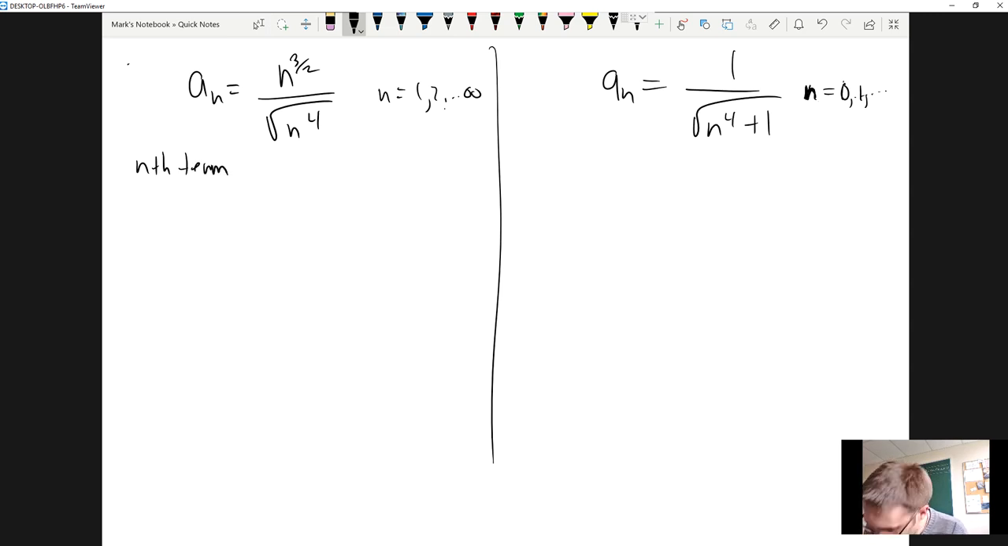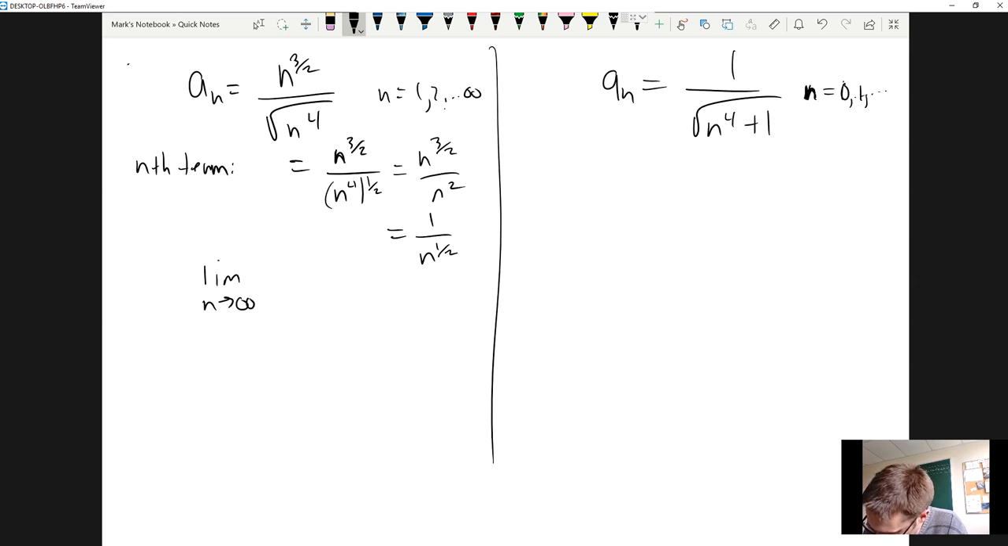And for the first case, it would be helpful to simplify here. Notice that the numerator is just n to the 3/2. The denominator can be written as n to the 4th raised to the 1/2, which is just the same thing as n squared. And so ultimately, this is going to behave like 1 over n to the 1/2, and the limit as n goes to infinity of 1 over n to the 1/2 is 0. So that's not going to help us.